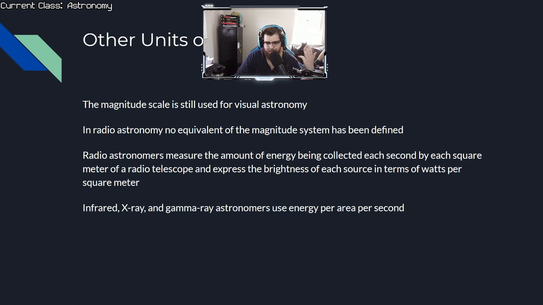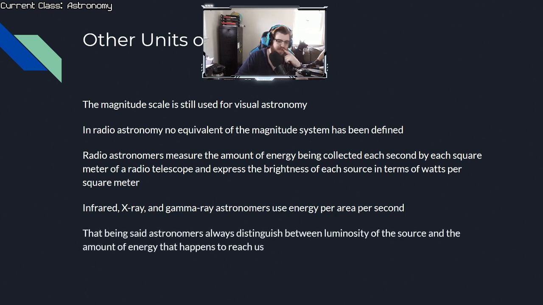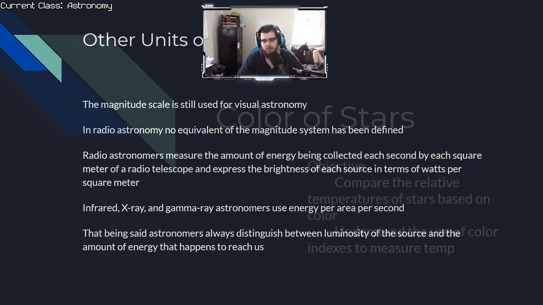Infrared, X-ray, and gamma ray astronomers all use energy per area per second as their way to measure brightness. And all that being said, astronomers distinguish between the luminosity of the source and the amount of energy that happens to reach us as their ways to talk about it.